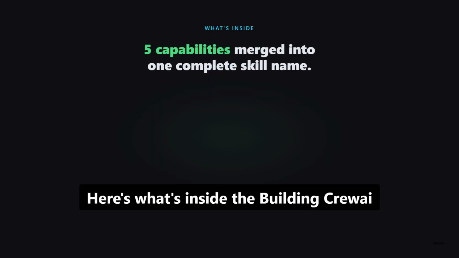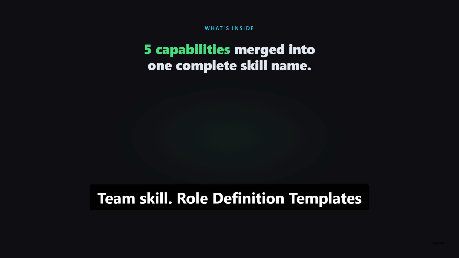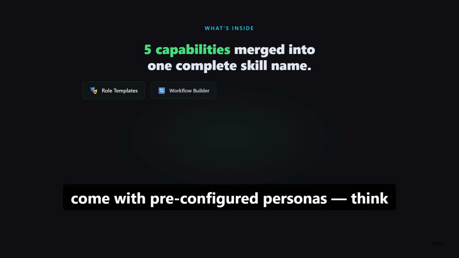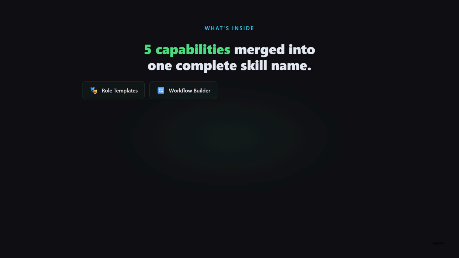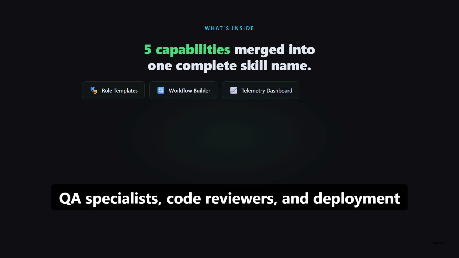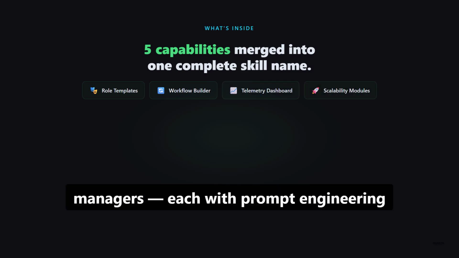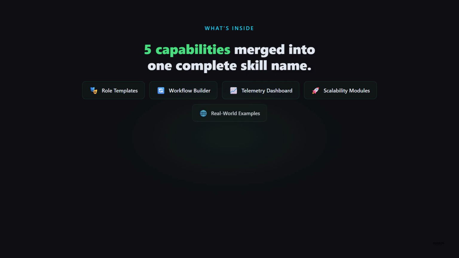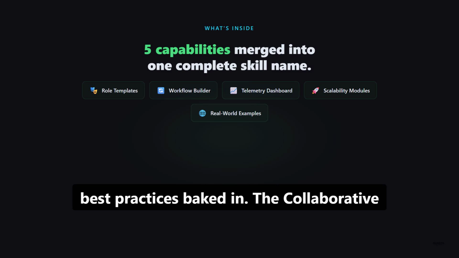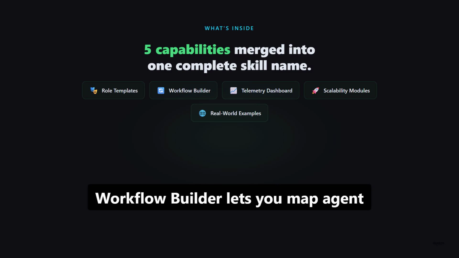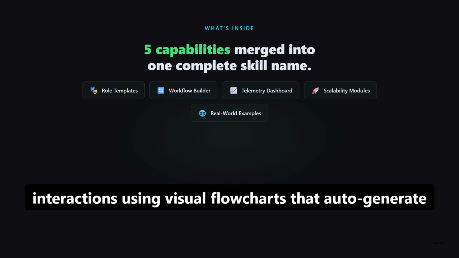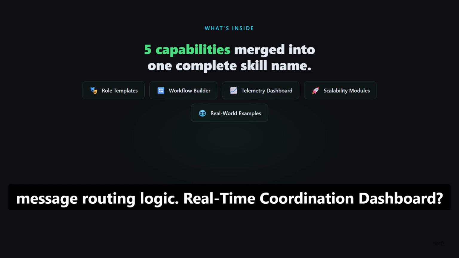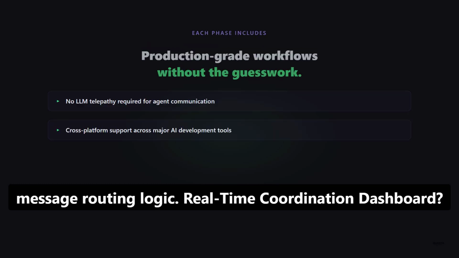Here's what's inside the Building CrewAI Team skill. Role definition templates come with pre-configured personas. Think QA specialists, code reviewers, and deployment managers, each with prompt engineering best practices baked in. The collaborative workflow builder lets you map agent interactions using visual flowcharts that auto-generate message routing logic.